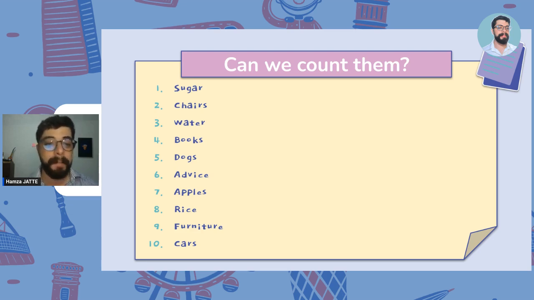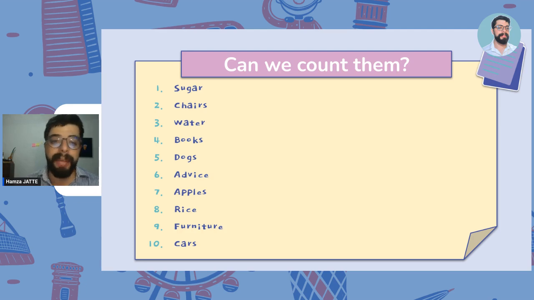Books, I have read 2 books. I have read 3 books. We can count that for sure. Dogs as well. Advice. This is a very common mistake in English. A lot of people will tell you, I have heard an advice or 2 advices, but that's wrong in English. Normally, we can say a piece of advice, 2 pieces of advice, some advice. It's an uncountable noun, actually.